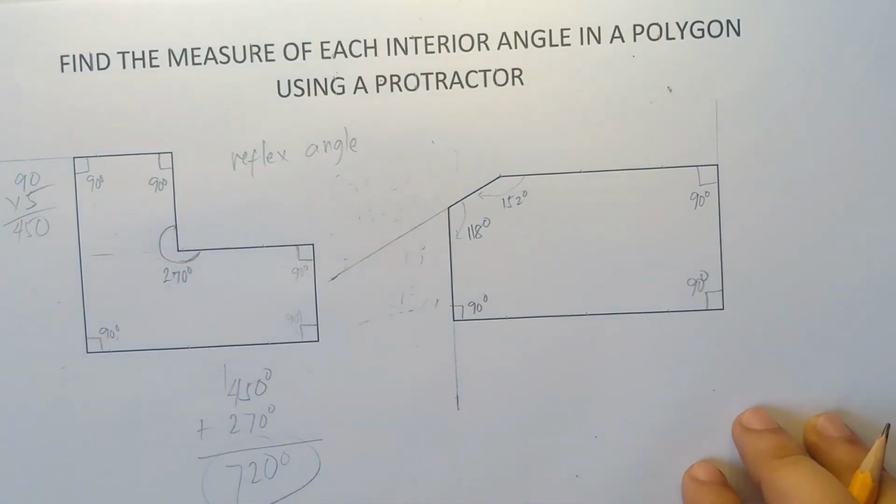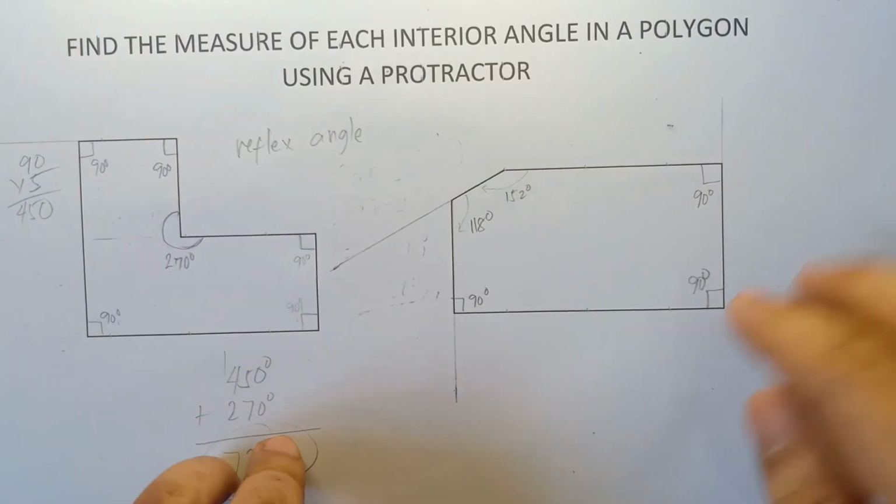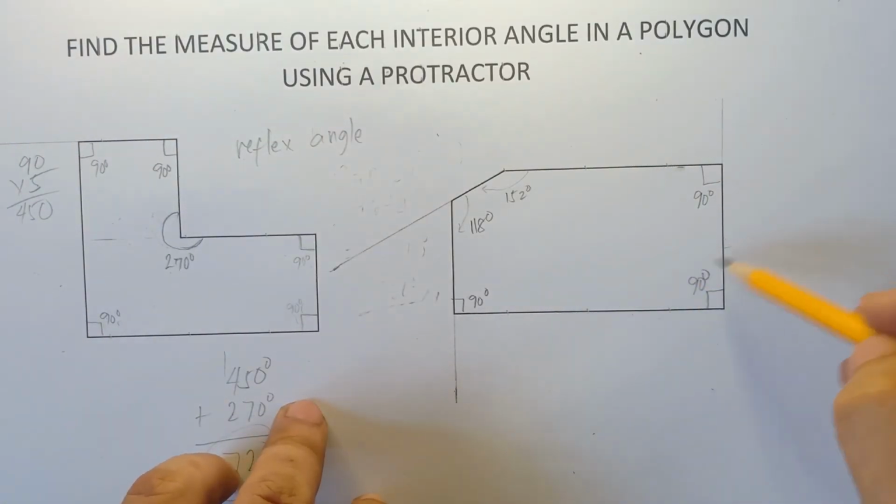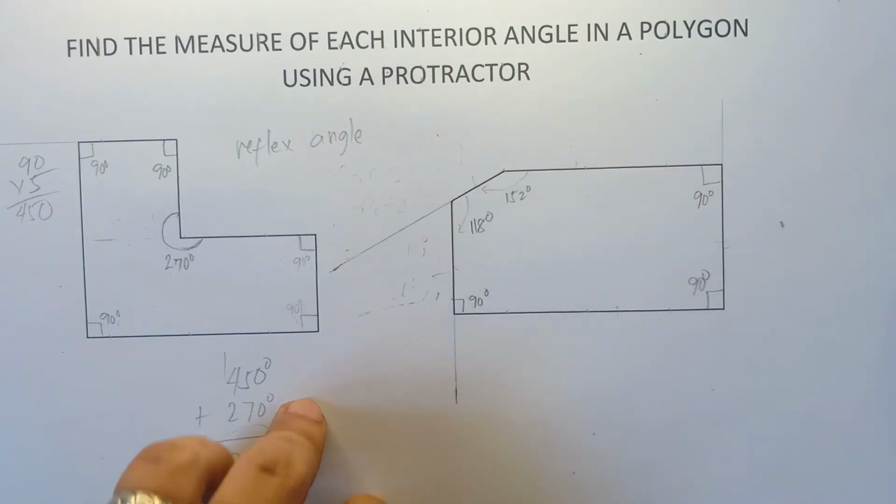That's it, class. All set. So let's check. Once again, we have how many sides? 1, 2, 3, 4, 5.